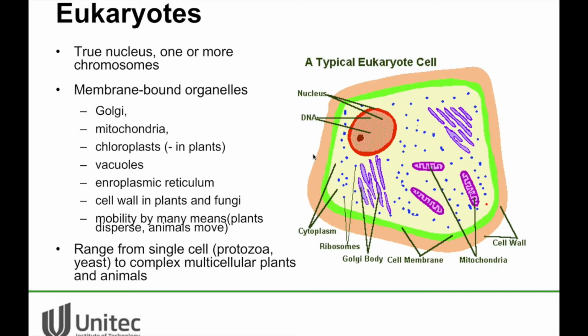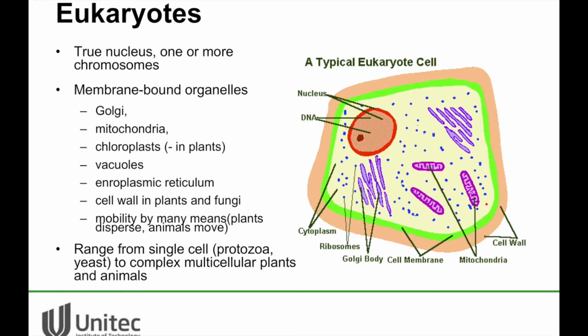Let's run down through a eukaryotic cell. So some of the features here, most importantly, they have a true nucleus. They have one or more chromosomes, which are linear or straight molecules. They're not circular. They have membrane-bound organelles inside the cytoplasm. So we'll see the Golgi, which is, remember, the packaging apparatus, the mitochondria, which is the power plant. In a plant, you'll see chloroplasts, obviously not in animals.